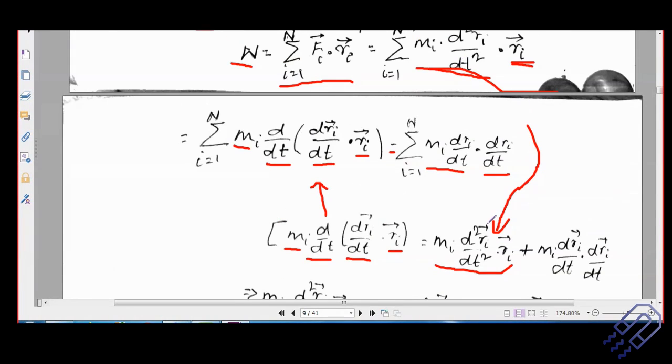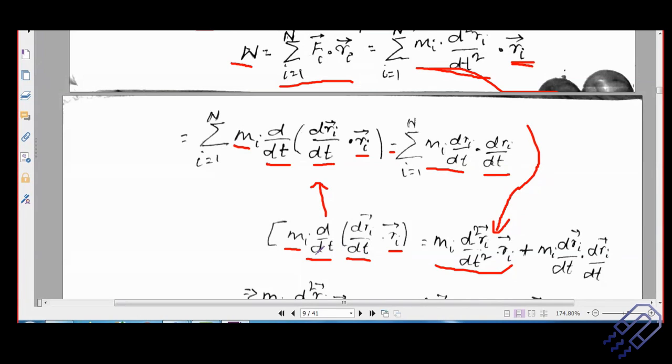See, this is your original expression. We have this. Okay, so how do I modify this? We can simply write down this in this way. First, let's write down m_i d/dt of (dr_i/dt) dot r_i. So this is nothing but differentiation of two functions, right? You can take the first function and the differentiation of the second function, plus the second function and the differentiation of the first function. So this is what is done.